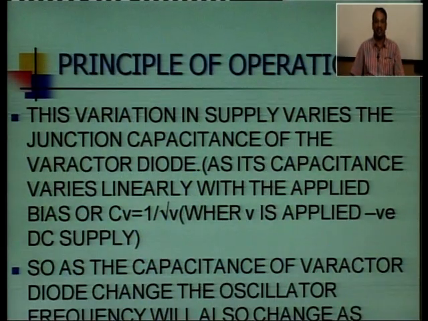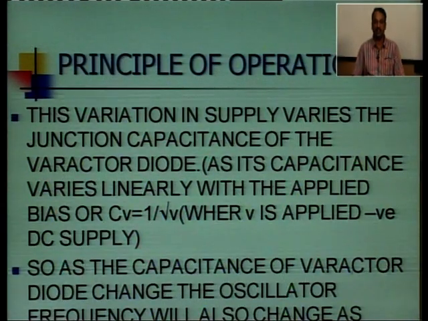This variation in supply varies the junction capacitance of the varactor diode, as its capacitance varies with the applied bias, that is, C is proportional to 1 upon under root V, where V is the applied reverse bias DC voltage.